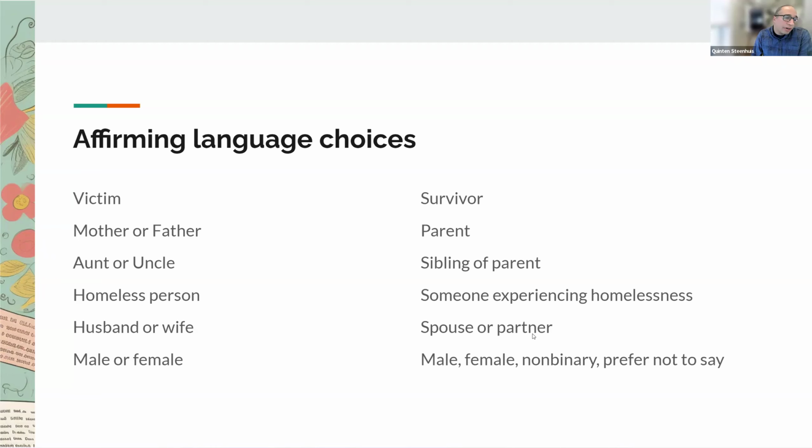Similarly, spouse or partner, what you really care about doesn't matter if they're married or not. These are the choices that we find are most inclusive for gender: male, female, non-binary, and prefer not to say.